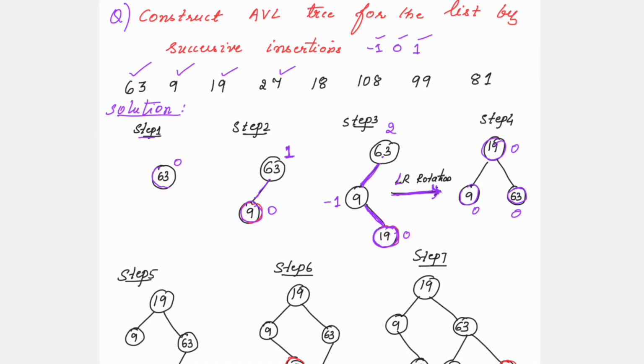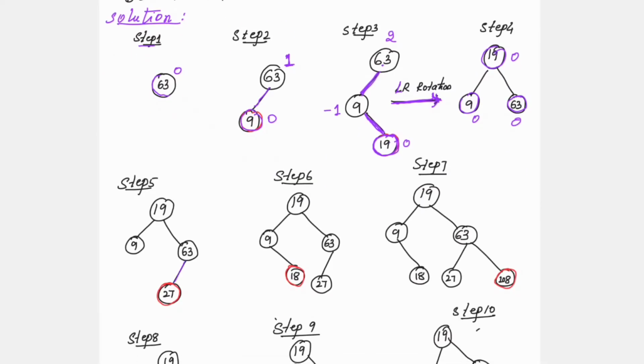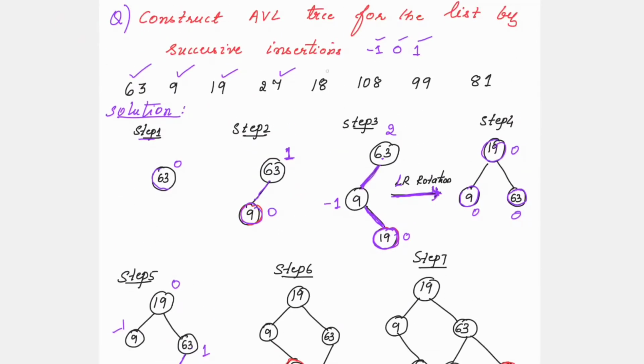Now comes node 27. 27 will get placed to the left side of 63 as 27 is lesser than 63. Here there is no problem, because if you look into the balance factor, 27 has 0, for 63 it is 1, for 9 it is -1, and for 19 it is 0. So no problem, you don't have to perform any rotation here. Next you insert the next element, which is 18.